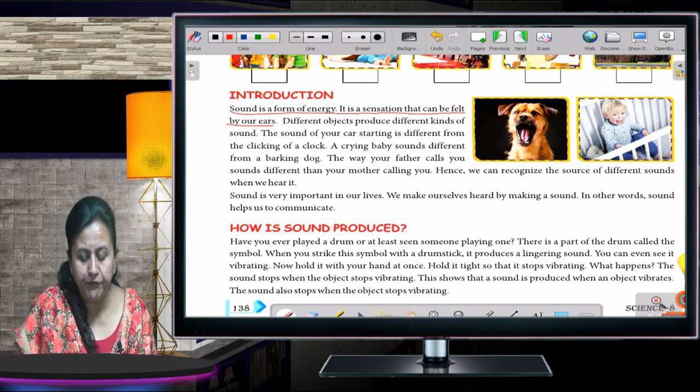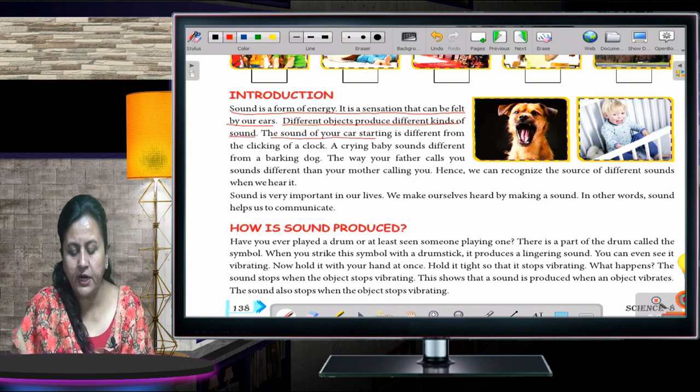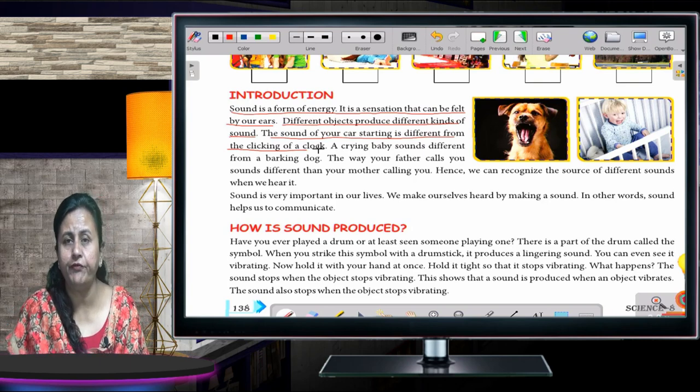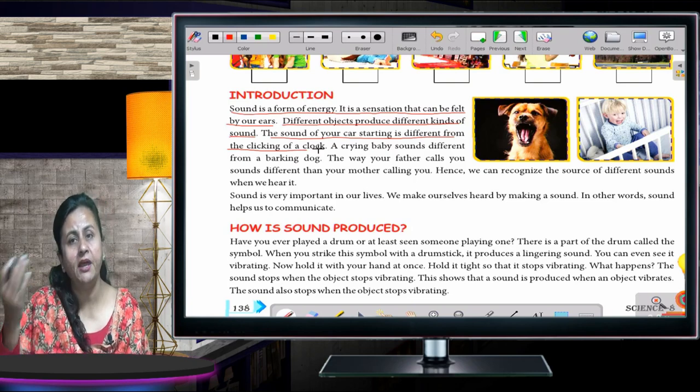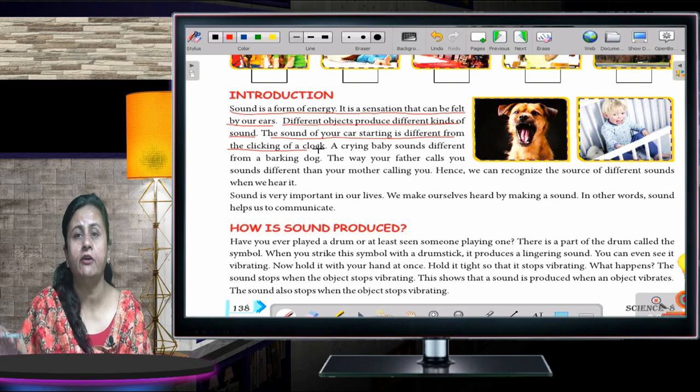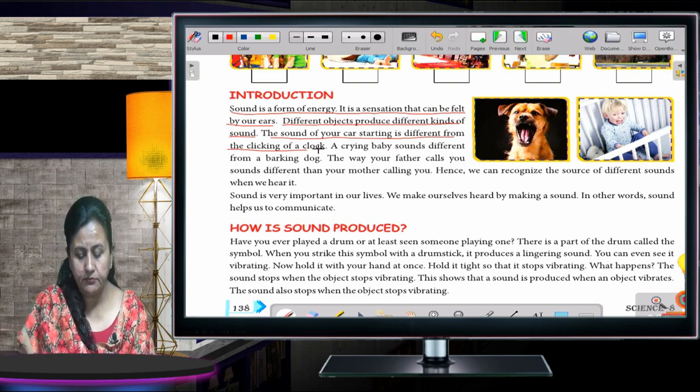Different objects produce different kinds of sound. The sound of your car starting is different from the clicking of a pen. Everything has got a different sound. If I'm teaching you, I have a different sound. If the baby is crying, he or she may have a different sound. And which body part helps us to hear and recognize that sound? Ears. So sound is very important in our lives.